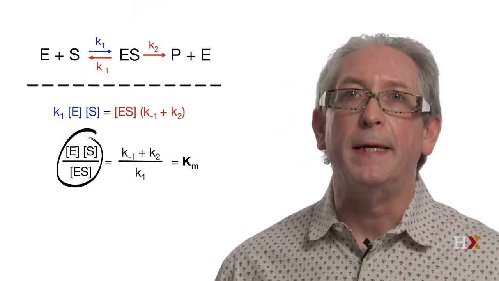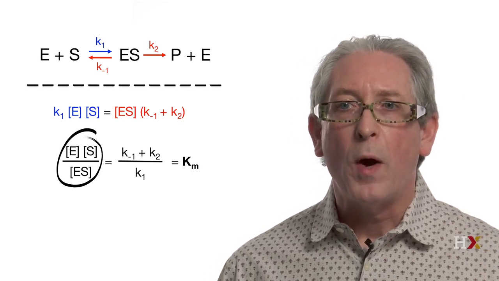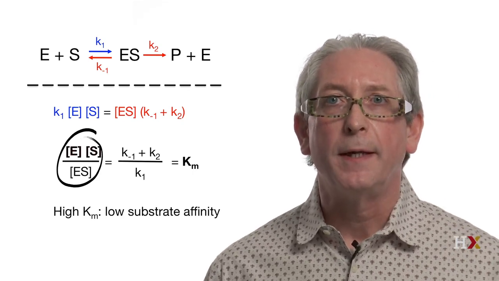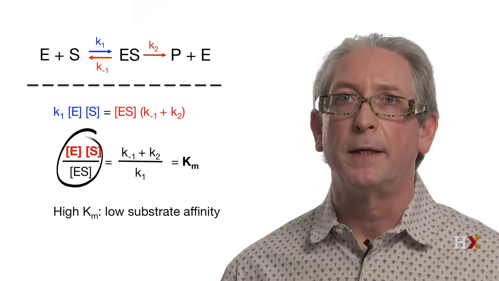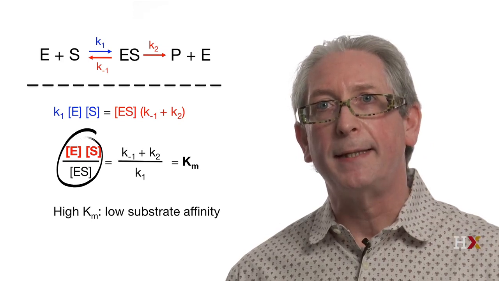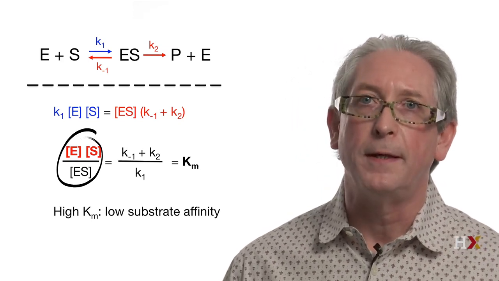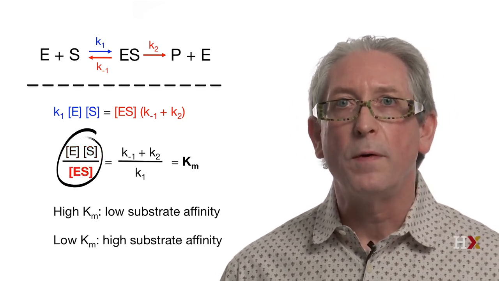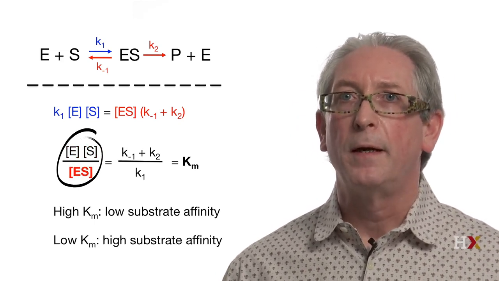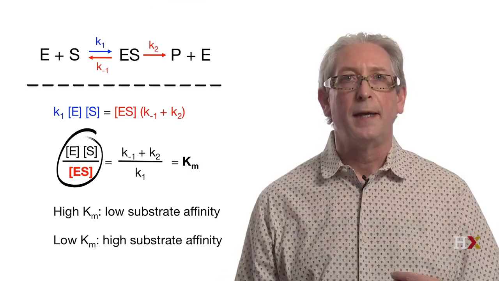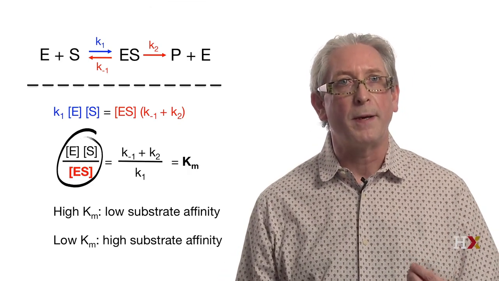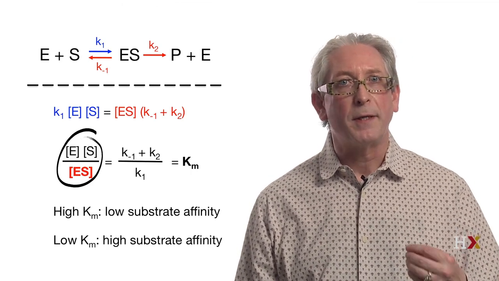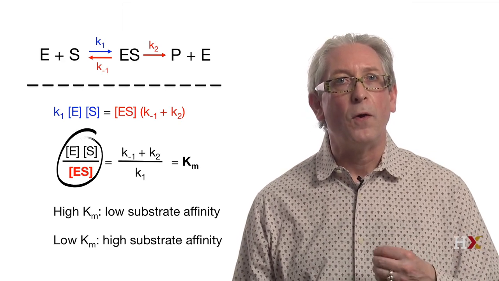What is the meaning of Km? Well, if we have a high Km, that means, based on our equation, that the concentration of enzyme substrate is low, which suggests that the enzyme has a very low affinity for the substrate. Now, if Km is low, that means that there is very little enzyme that is free, and the concentration of the enzyme substrate complex is high, which suggests that under this condition, the enzyme has a high affinity for its substrate.